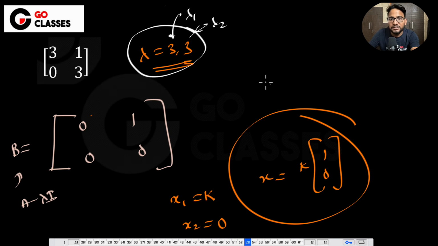But here I have the same eigenvalues, right? And then what I'm getting is just one eigenvector. I mean, the linearly dependent eigenvector. Basically, I'm not getting two eigenvectors, two linearly independent ones.